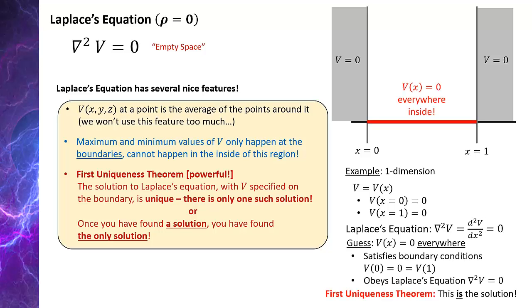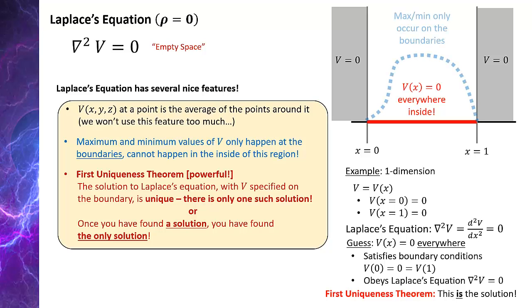Except now, rather than guessing the simple solution I had before, I'm going to guess something simpler. What if v of x was 0 everywhere? Does this work? Well, it certainly satisfies the boundary conditions. V at 0 is 0, v at 1 is 0, because v is 0 everywhere inside here. It also obeys Laplace's equation. The second derivative of 0 is indeed 0. It seems like it was a little bit too simple, but the first uniqueness theorem says that this is the solution. It's the only solution to Laplace's equation with these boundary conditions.